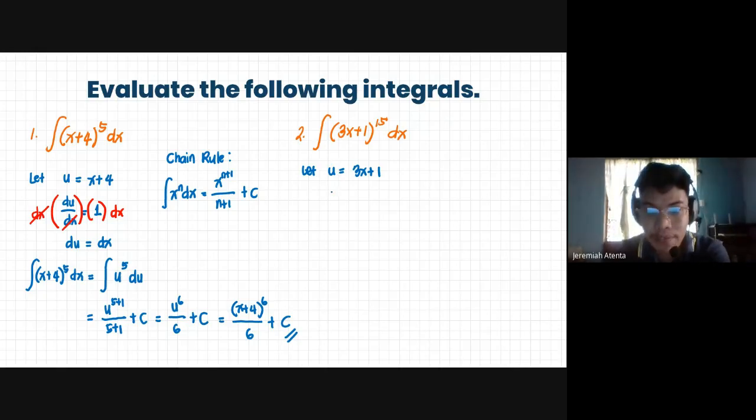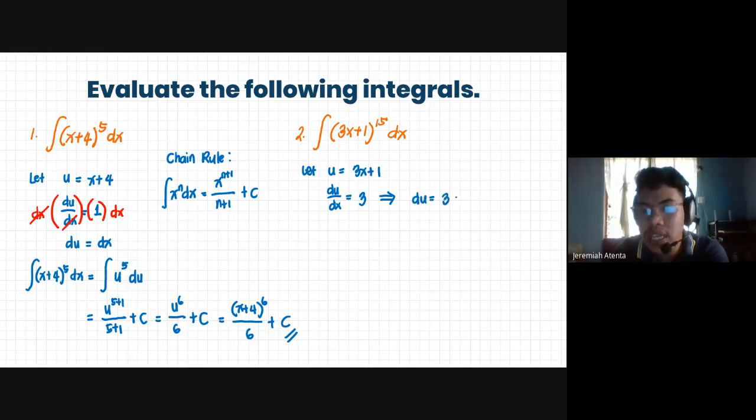Now, if we are going to differentiate this one, we will now have du over dx is equal to what is the derivative of 3x plus 1? Who can give me the derivative of 3x plus 1? 3. Very good. So we have equal to 3. And from that, we will now have du is equal to 3 dx. Or we have du over 3 is equal to dx.